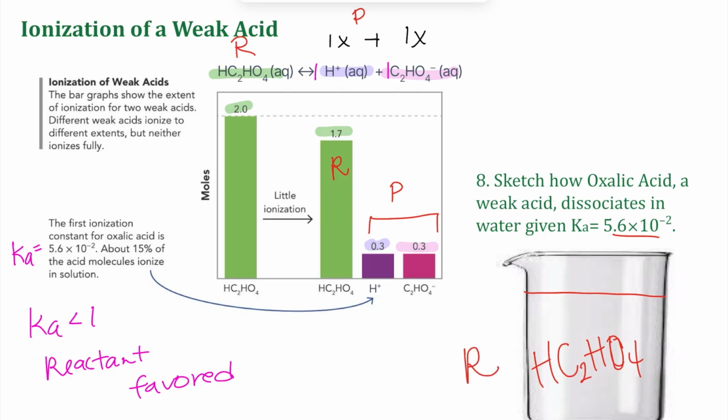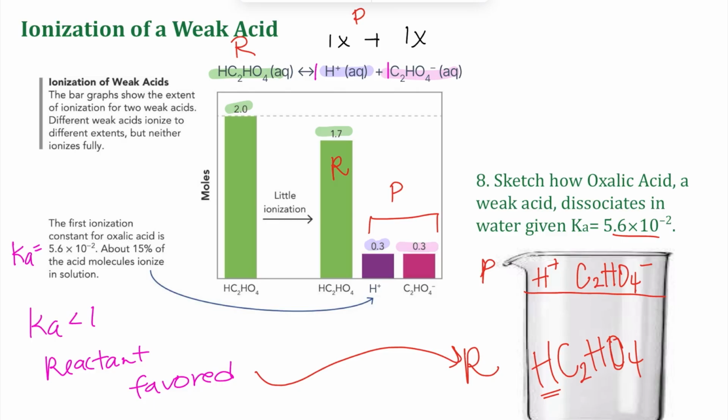showing how it's sharing space. Our products, well, this is an acid. It's going to dissociate or ionize 1 hydrogen, and then we're left with C2HO4 with a negative 1 charge because we lost 1 hydrogen. And so we can show that this is reactant favored by showing how it's sharing space, and we are going to have less of it that has ionized.